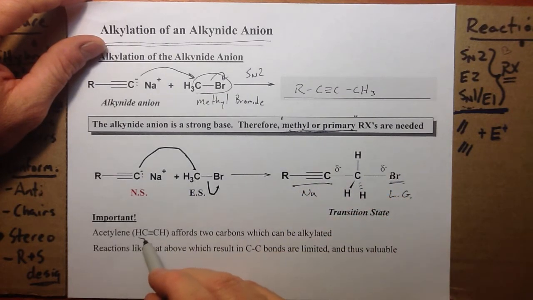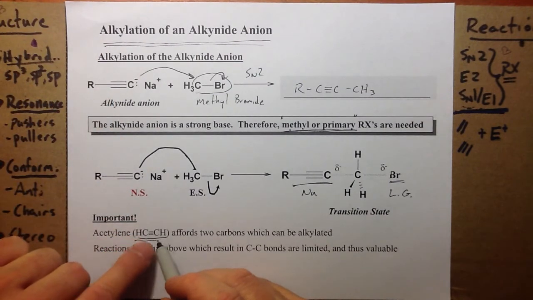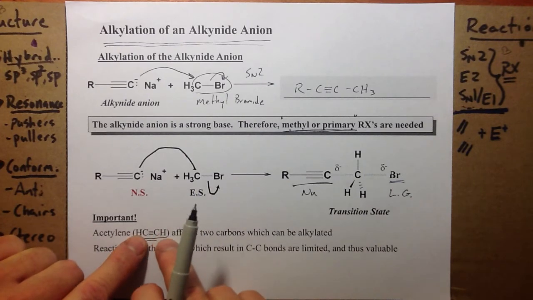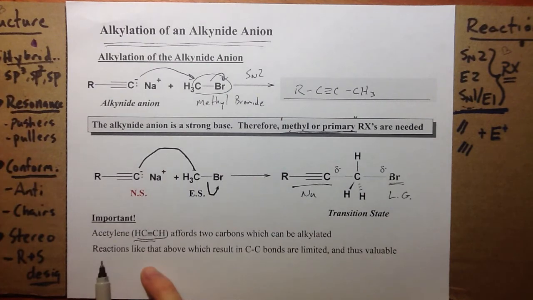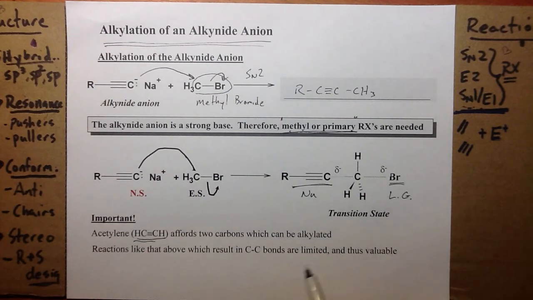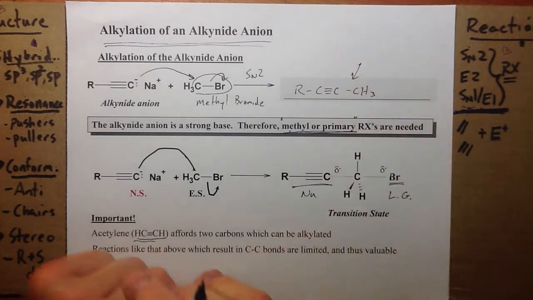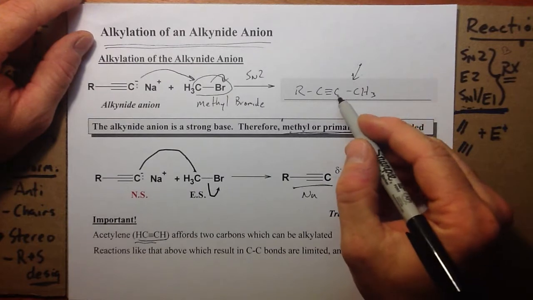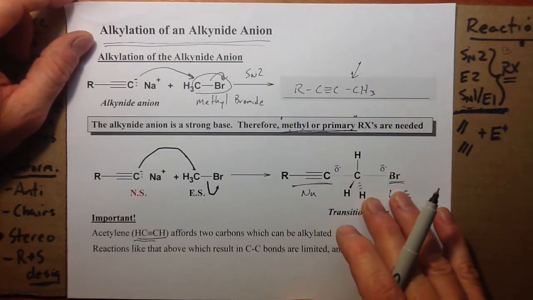If acetylene was ever the starting point, we could use either side or both sides sequentially to alkylate. We could alkylate one side and then alkylate the other if we had started with acetylene. And reactions like that above result in carbon-carbon bond formation, which is unique in the organic chemistry world. There are only a few reactions wherein we make carbon-carbon sigma bonds, and they are thus valuable.